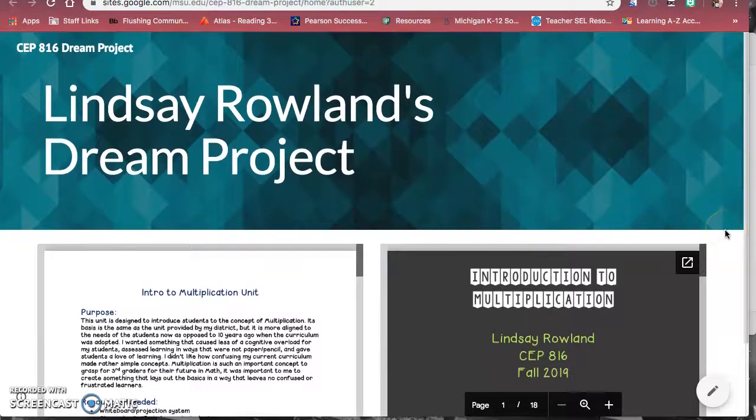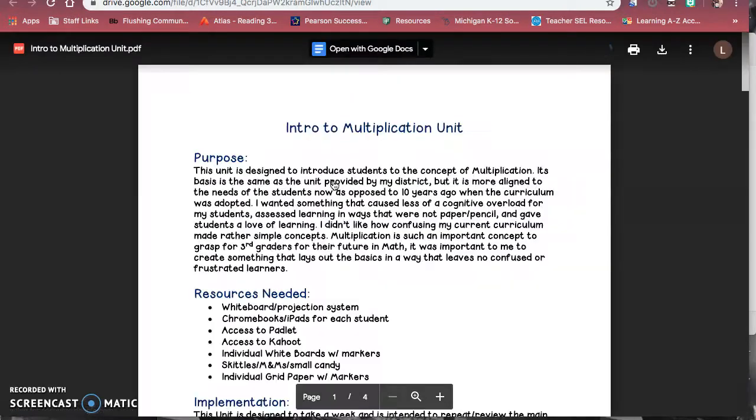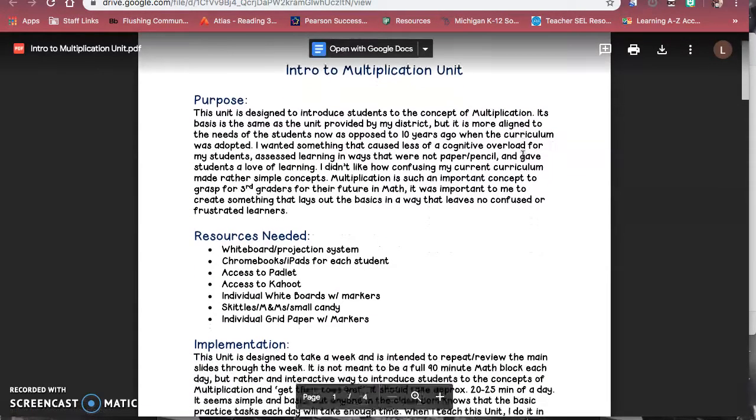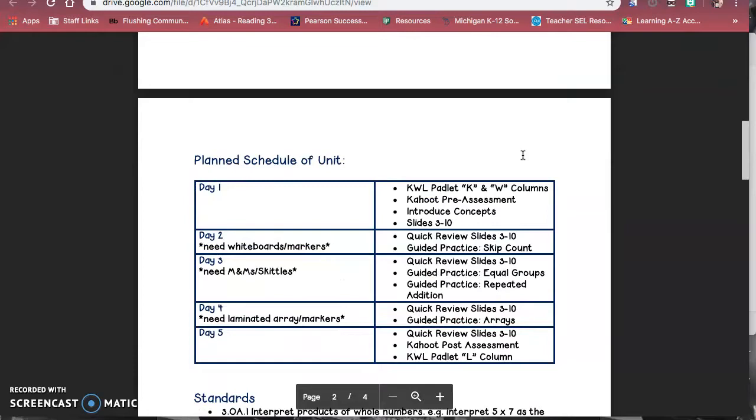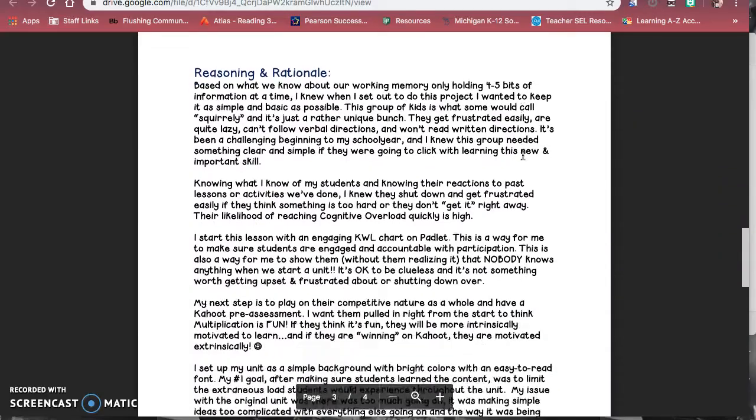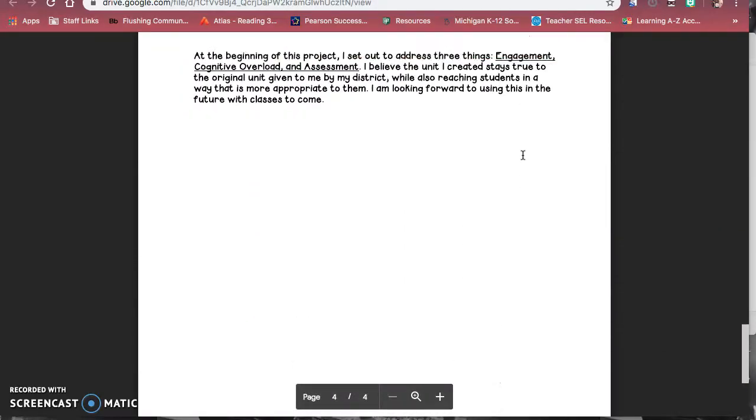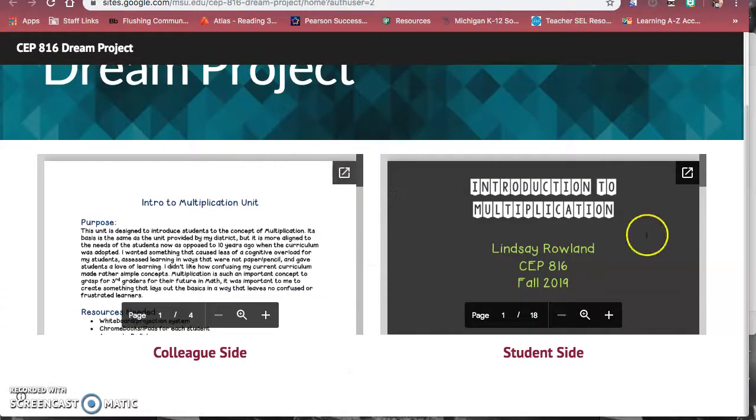So when you get to my site, you can see there's the colleague side. I'm just going to click on that really quick. You can see I've got my purpose, the materials needed, implementation, the proposed schedule, standards, design decisions, and then all of my reasoning and rationale. You can visit that on your own if you would like to read it. And then the student side, we will go over this now.